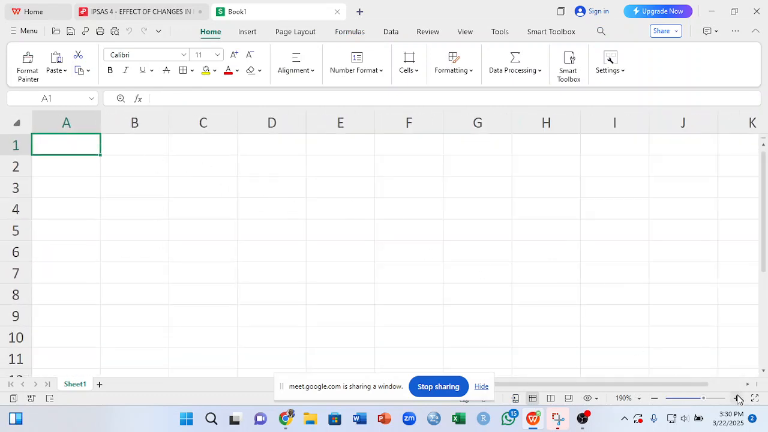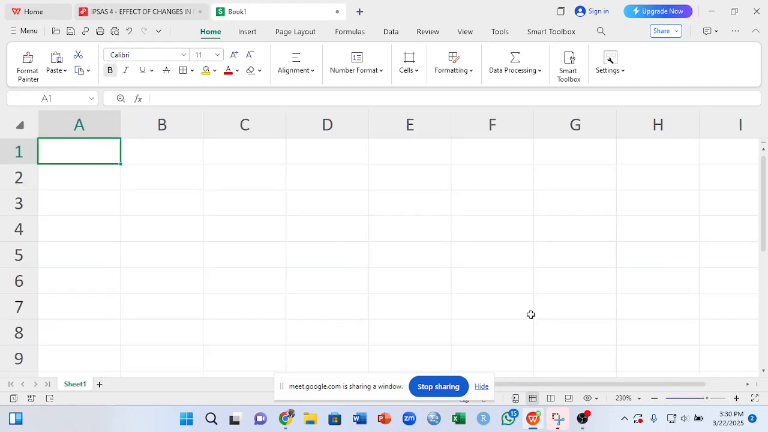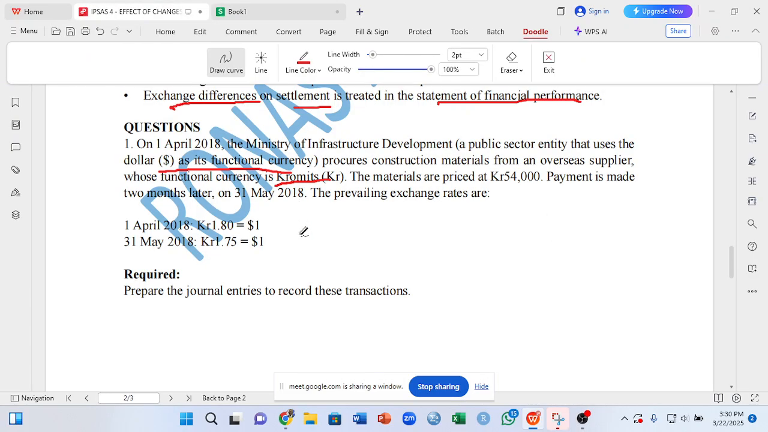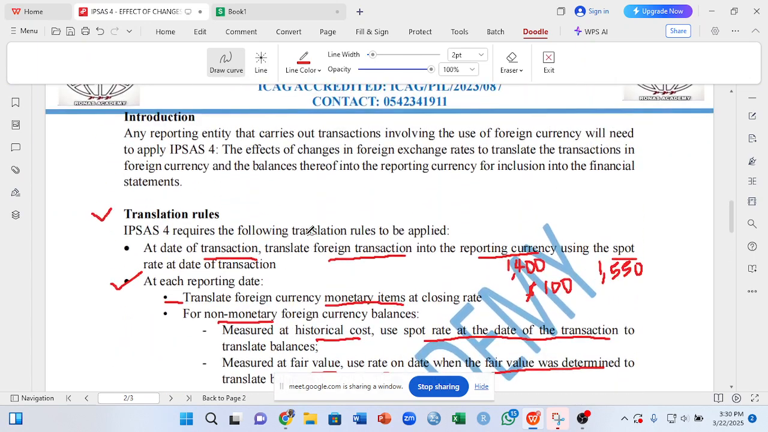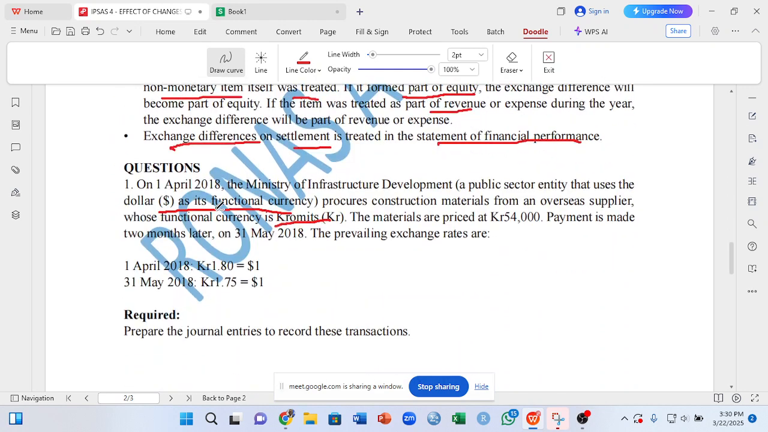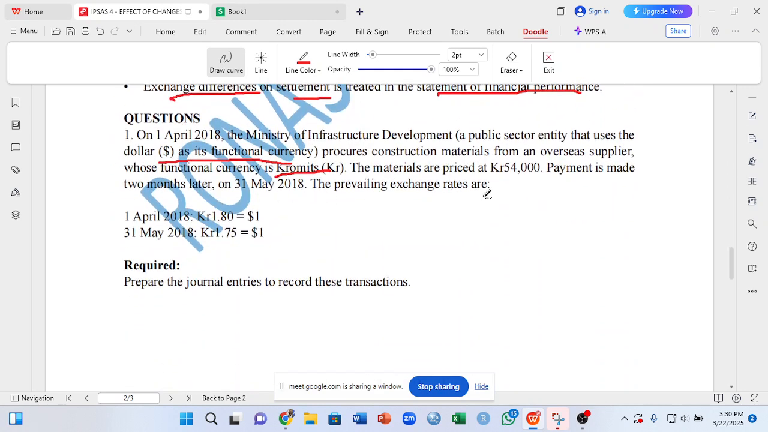So what do we do in this instance? Question one. The first thing we have to do is that, bear in mind, when we came to the translation rules, we said at the transaction date, you should translate a foreign currency using the spot rate. So we have to go to the question. The spot rate at the transaction date was 1st April 2018.